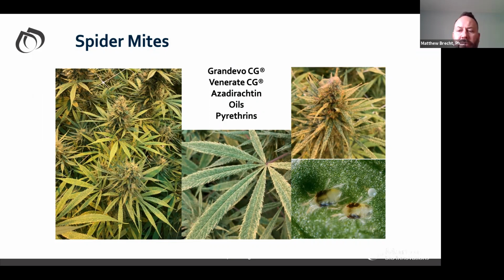Grandevo gets inside the leaf, and the only way that the insect can take up the product is if it ingests it. So it has to go into the leaf and pull up that product. So as far as Grandevo CG is concerned, when we spray the plants down, we don't necessarily get any beneficial insect kill because it's not going outside. It has to go inside. So there you go. Let's go to the next slide.